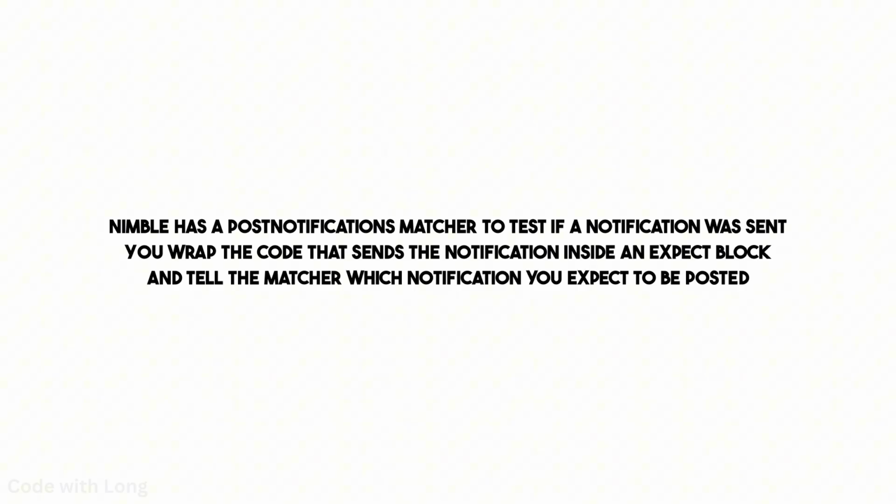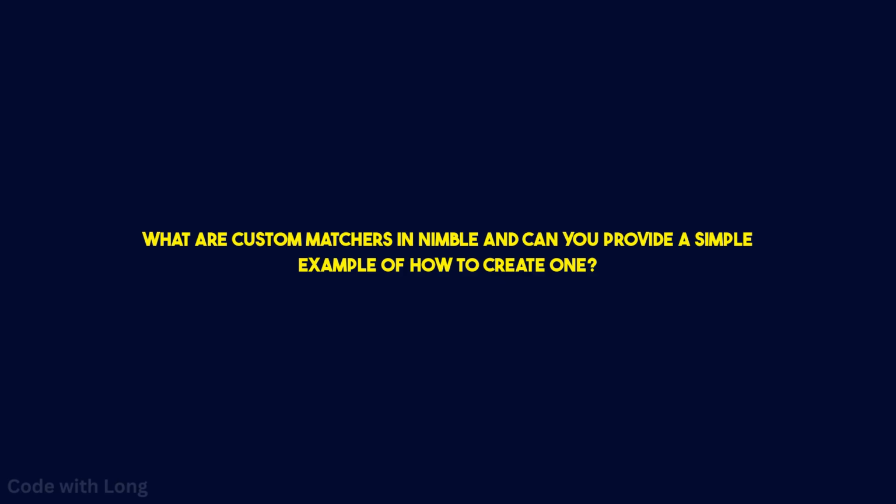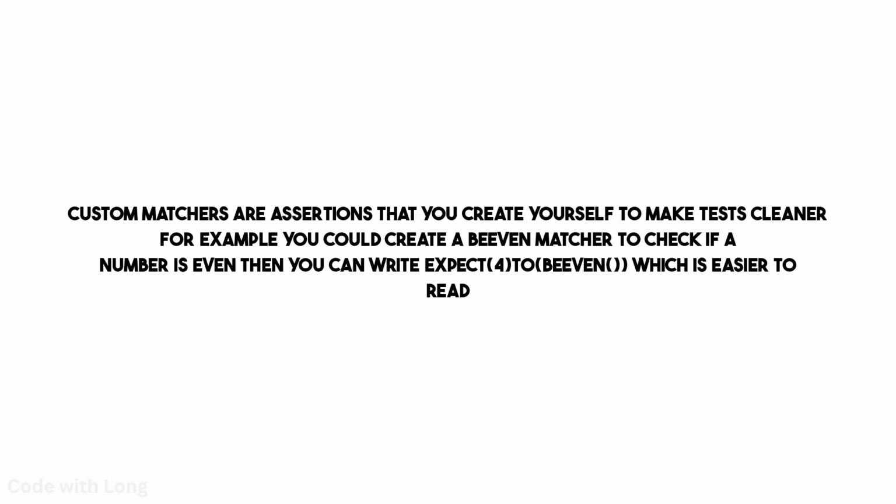What are custom matchers in Nimble, and can you provide a simple example of how to create one? Custom matchers are assertions that you create yourself to make tests cleaner. For example, you could create a beEven matcher to check if a number is even. Then you can write expect(2).to(beEven()), which is easier to read.